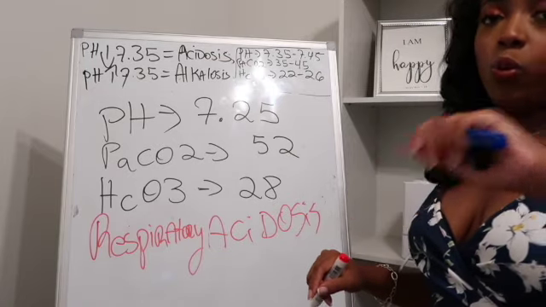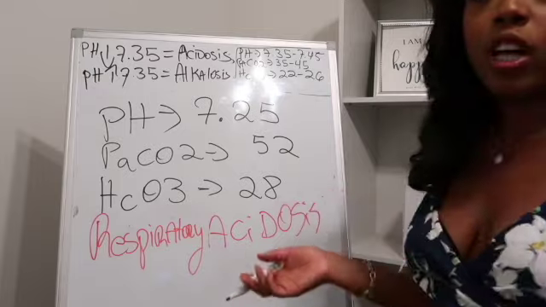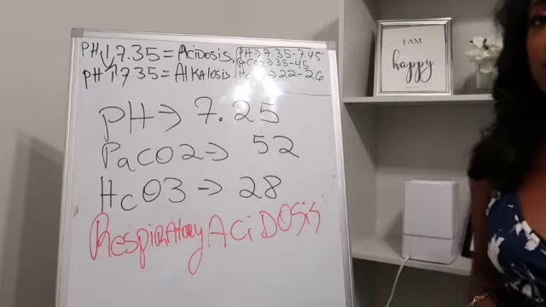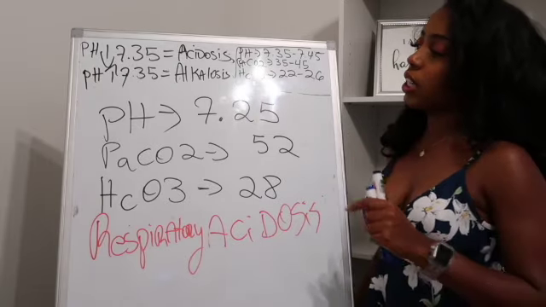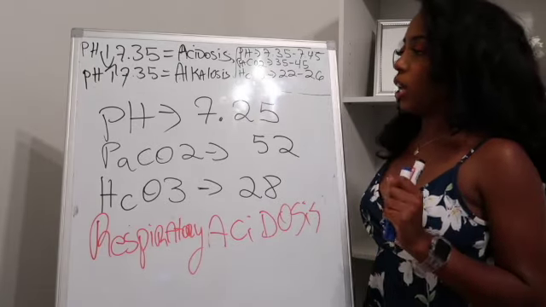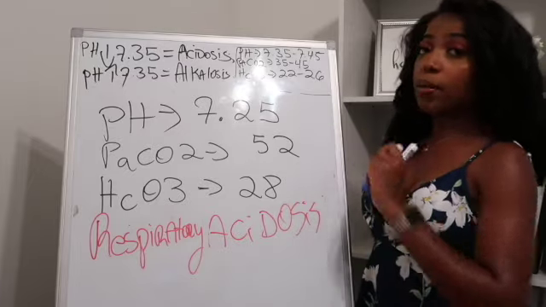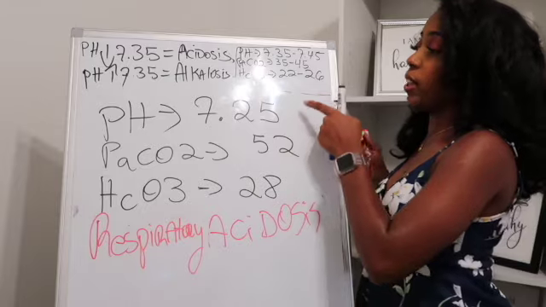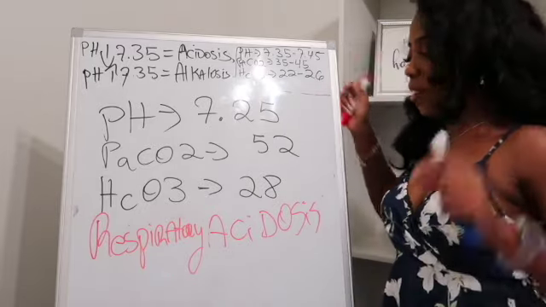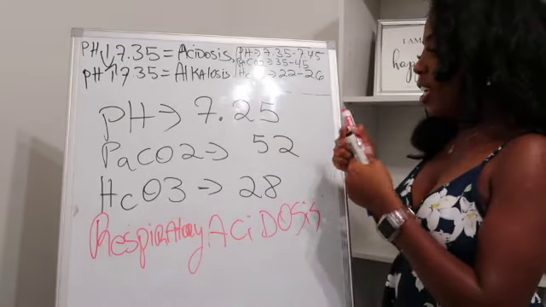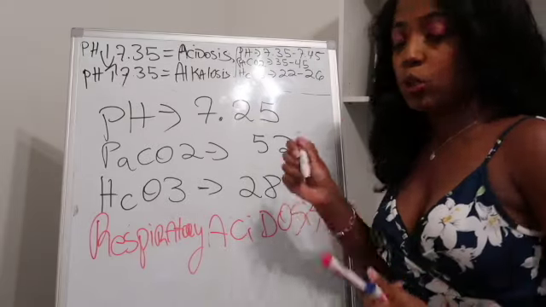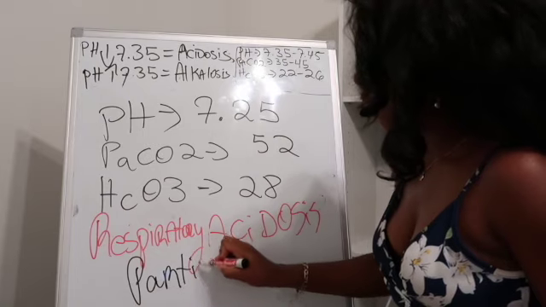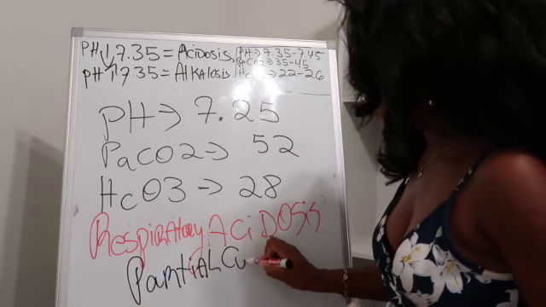But we want to know if this is full compensation or partial compensation. And the way to know whether it is full compensation or partial compensation is to look at the pH, okay? So the pH is still abnormal, so the body wasn't able to fully compensate in order to get the pH back up to that normal level. So this is going to be respiratory acidosis, partial compensation.